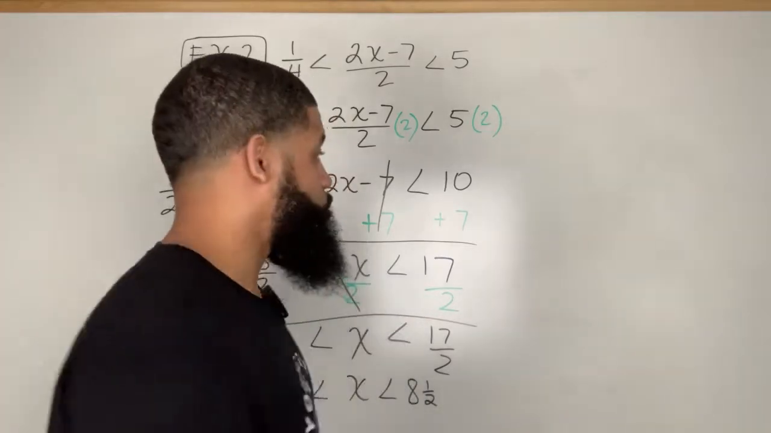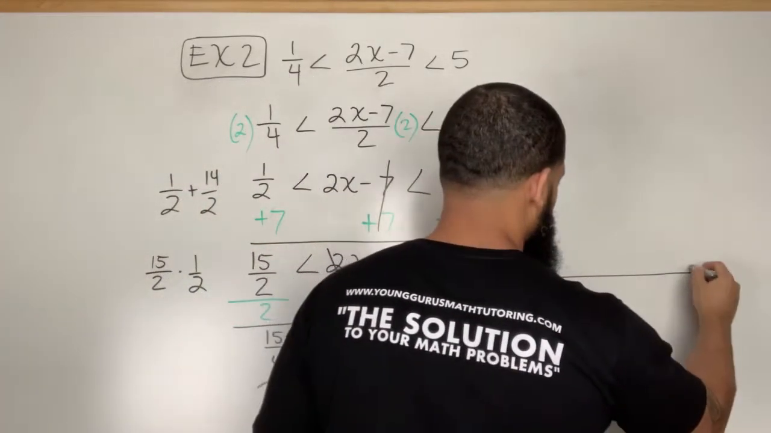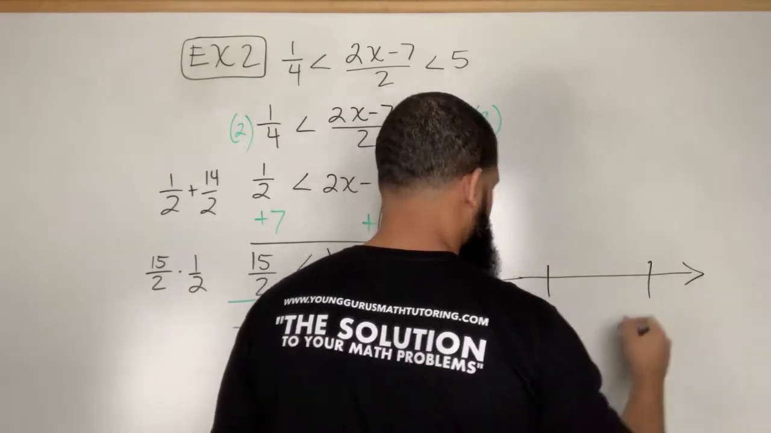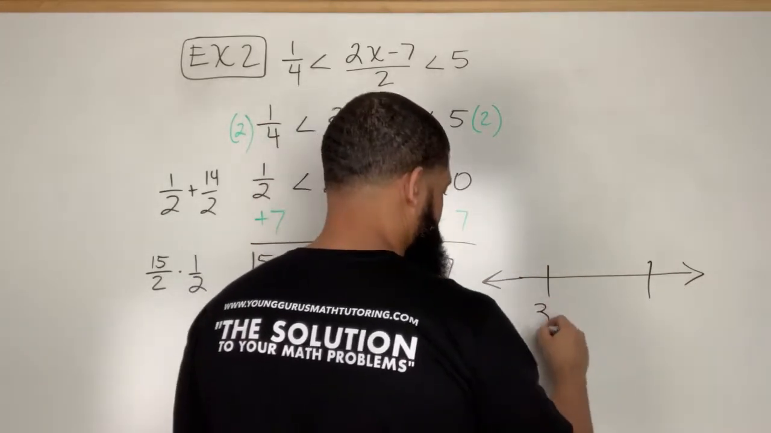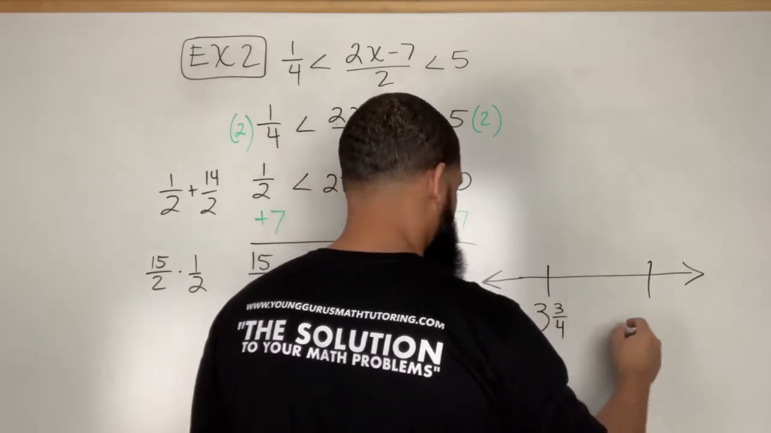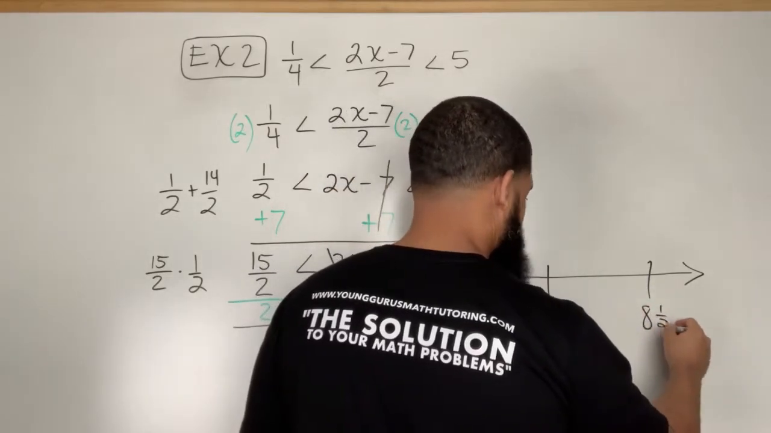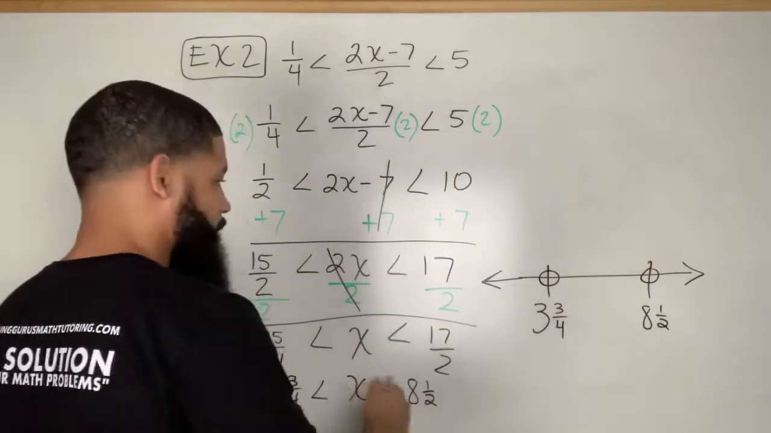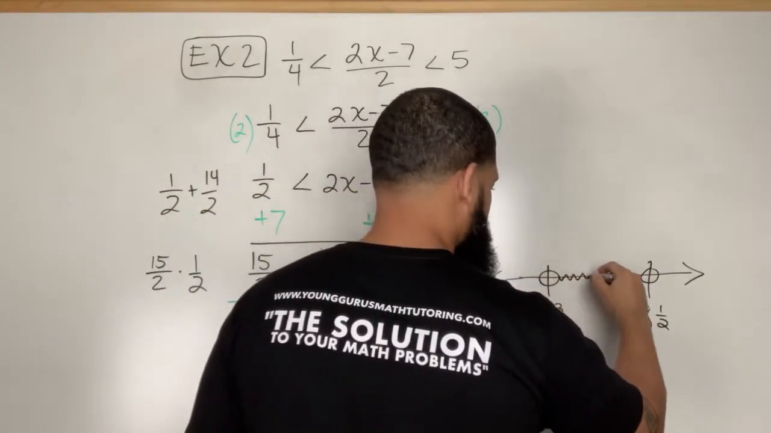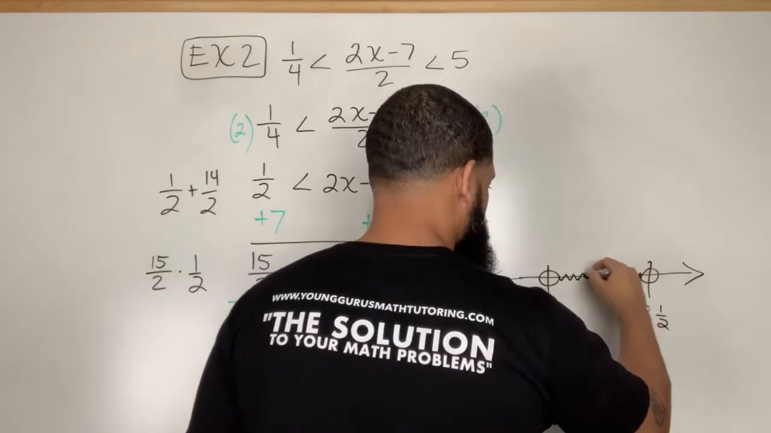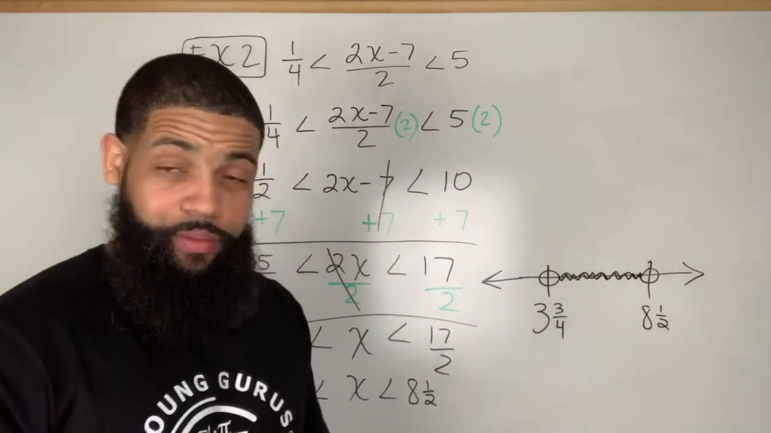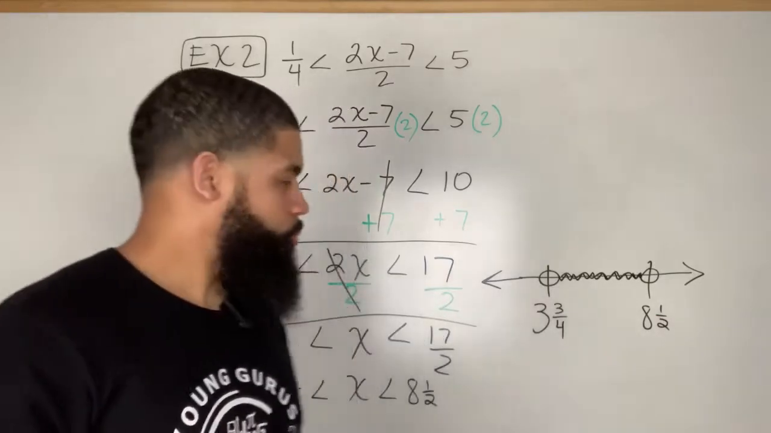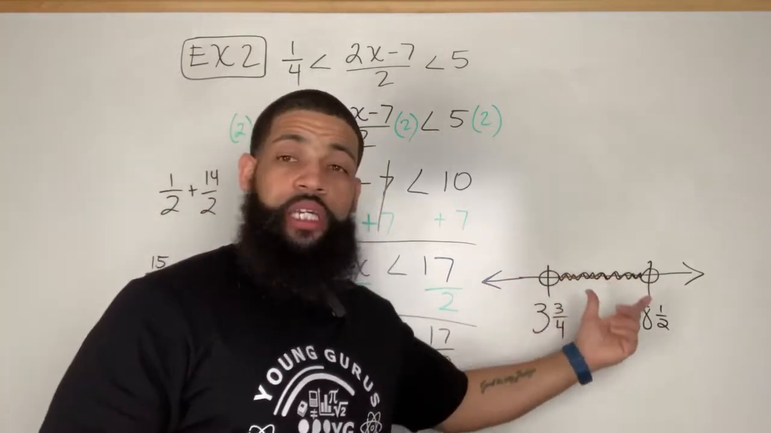So if we were to graph this, what it looks like is this, and I'm just going to put those two fractions. I'm just going to say 3 3/4, and then I'm going to say 8.5. Now, open circle on both of those, but x is between these two. Okay, so remember, we have that compound inequality with and it's going to shade in the middle.